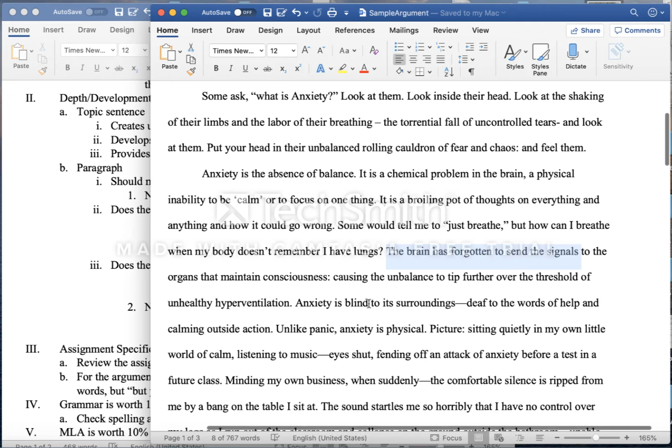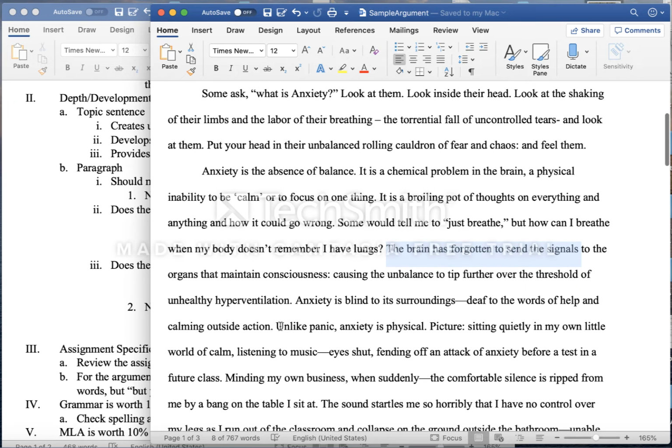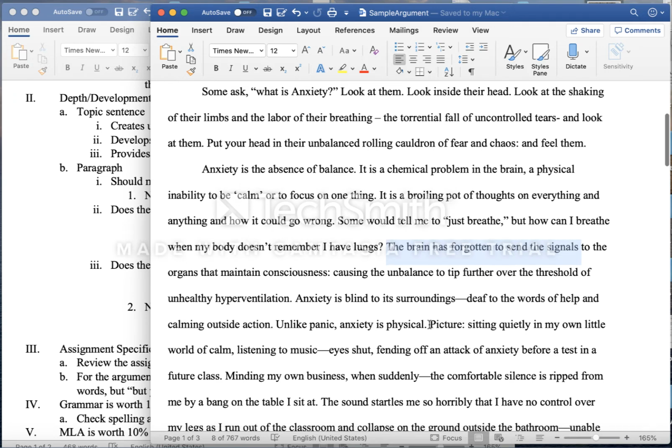Anxiety is blind to its surroundings, deaf to the words of help and calming outside action. Unlike panic, anxiety is physical. So this is a comparison, right? Picture. And so first the explanation, or first a simple statement, and then an example from lived experience. Picture sitting quietly in my own little world of calm, listening to music, eyes shut, fending off an attack of anxiety before a test in a future class.